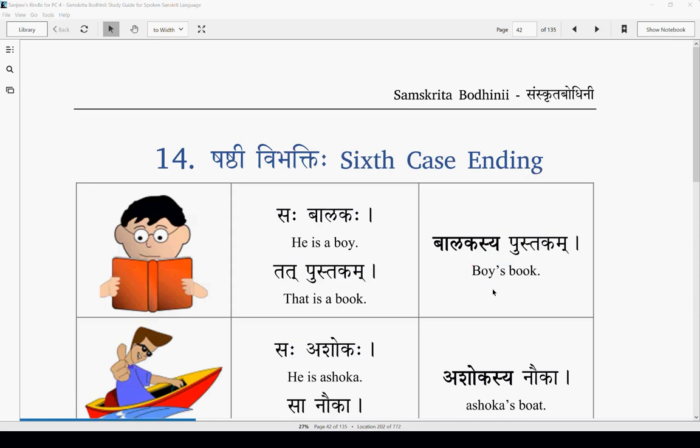Now we can add a verb here. There is no verb in "boy's book." In English, usually we say it is boy's book. If you want to add "is" here, we can add asti, the verb we have already seen. Balakasya pustakam asti. Or in Sanskritam, asti is not compulsory. If it is not there, we can assume asti. Balakasya pustakam. That is enough. Similarly, the next one is here.